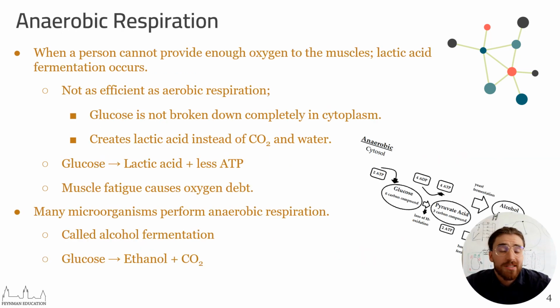So when your body can't supply your muscles with enough oxygen, you don't just drop. Your body has adapted a way to still break down glucose to get the energy it requires without the use of oxygen. Now this is called anaerobic respiration. Anaerobic meaning without oxygen. And when it comes to humans, we are going to break glucose down into something called lactic acid with a bit of ATP. So not as much ATP as aerobic respiration, but we'll still have ATP for the muscles to use.